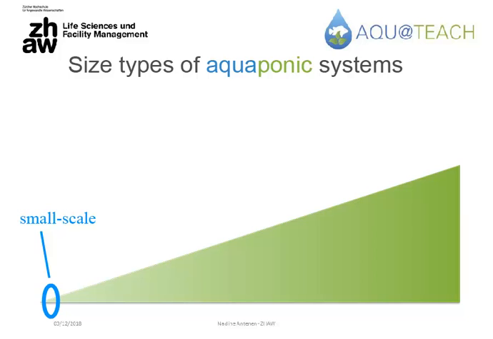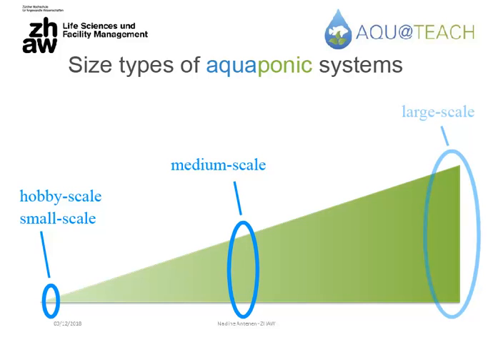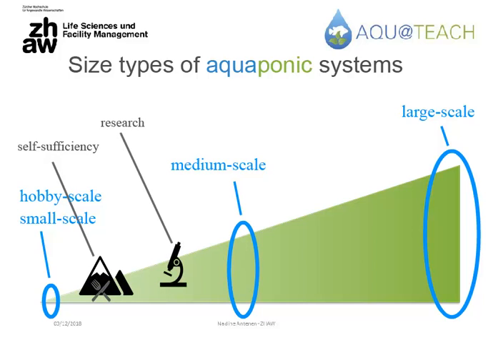Small-scale aquaponic systems are mostly built for hobby purposes. Furthermore, a distinction is made between medium and large-scale aquaponic systems. In the middle range you can find systems for self-sufficiency, research, or educational purposes, or other societal added value. The large systems are mostly used for industrial food production.